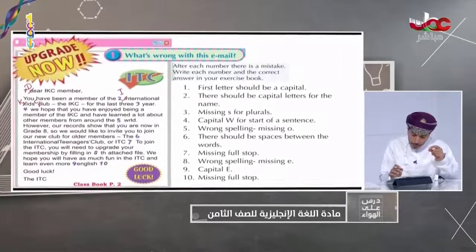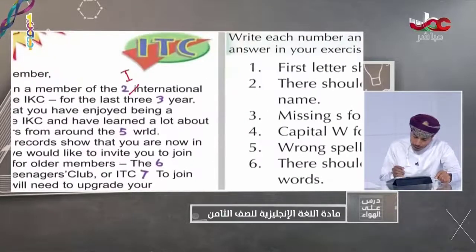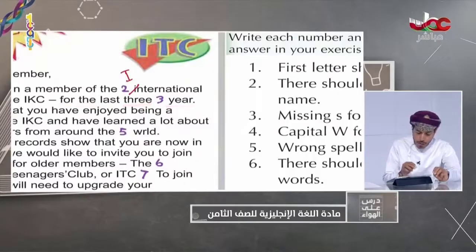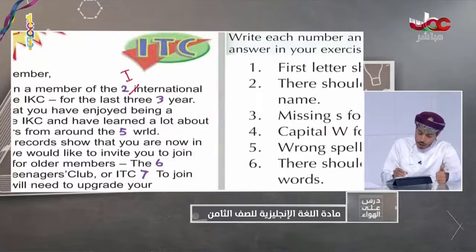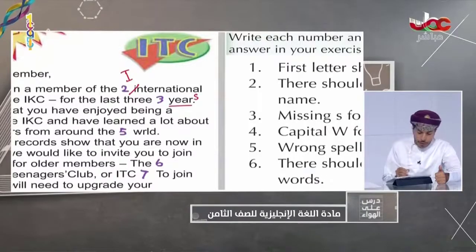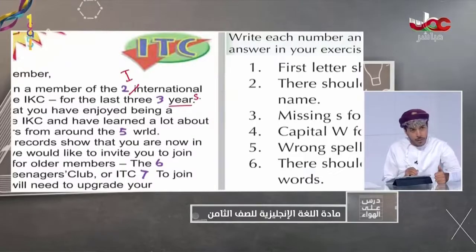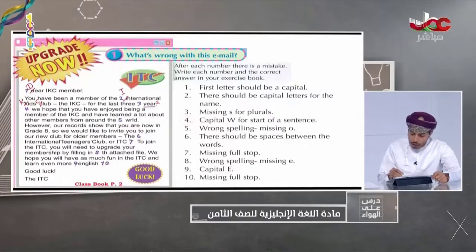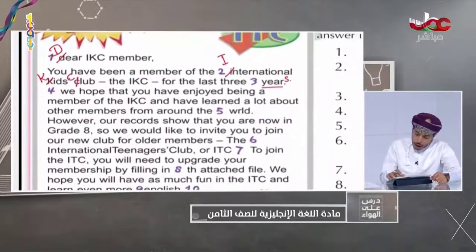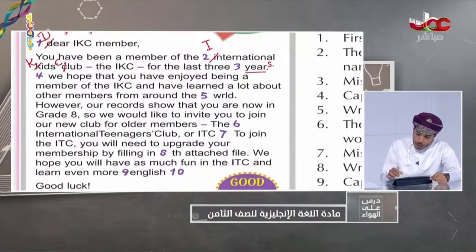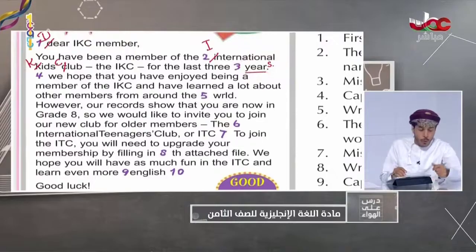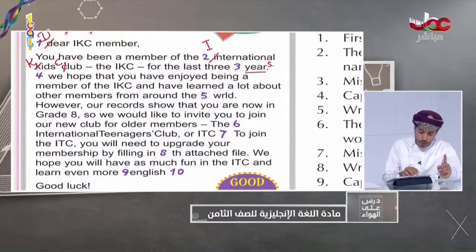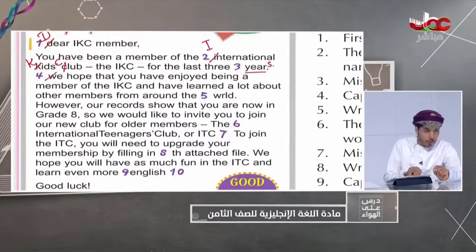But here in the email, look at the email again. Look at number 3. For the last 3 years. So here the mistake, the third mistake is about adding S to the noun year. It should be here. And then the full stop. Okay, so this is how we correct this mistake. Then moving to mistake number 4, and it's about capital W for the start of a sentence. And here, because after we finish the third mistake, as you can see, there is a full stop, right? So we have to start a new sentence with a capital letter. So here we have to change the W here from small into capital.